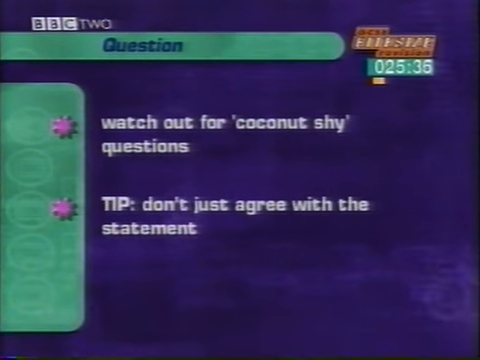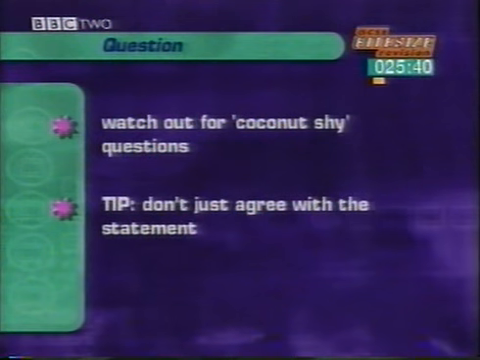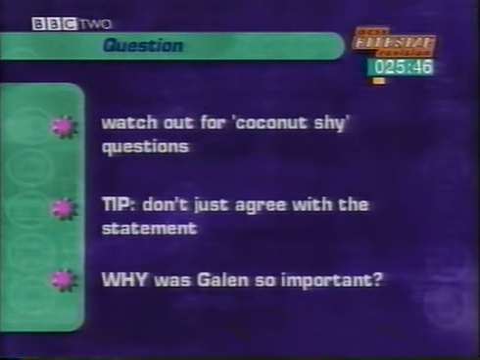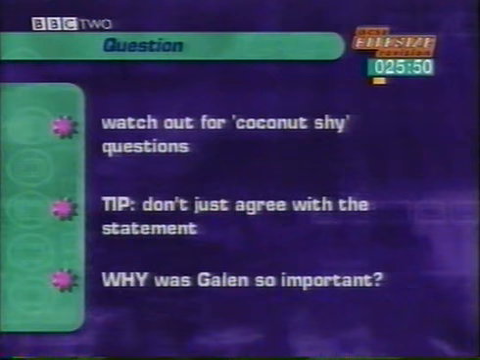Here's a tip: never agree with the coconut shy statement. Don't be misled by the examiner. Is it true he made mistakes? Above all, why was he important? With 8 marks at stake, you should probably write about 3 paragraphs.